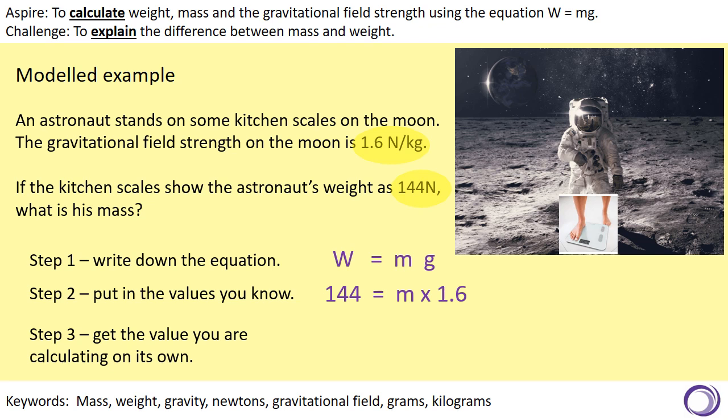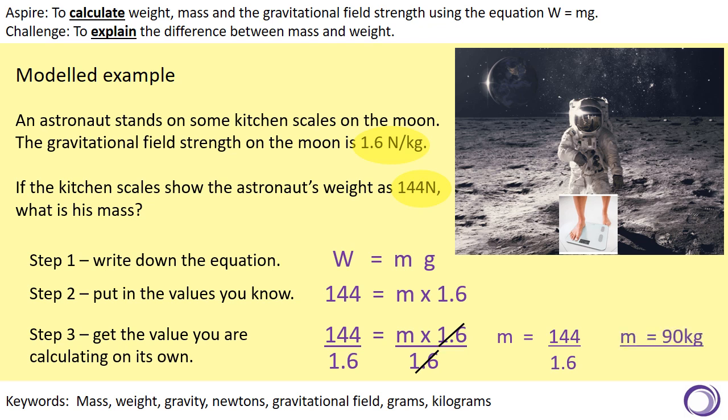Now we need to get the value that we're calculating on its own, so we want m on its own. You can do what you like to an equation as long as you do it to both sides. If we divide both sides by 1.6, it means that on the right hand side, the 1.6 divided by the 1.6 gives us 1. So that leaves m on its own. So m equals 144 divided by 1.6. Put that in your calculator and we get a mass of 90 kilograms. Of course, that wouldn't just be the mass of the astronaut, it would be the mass of the astronaut and everything that he's wearing.